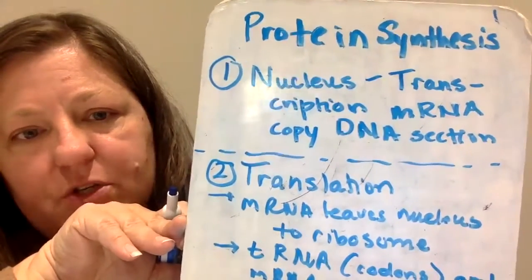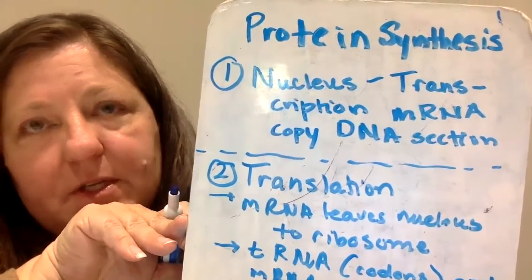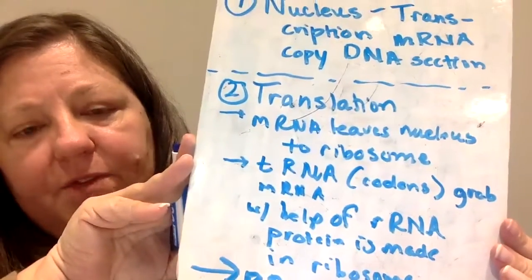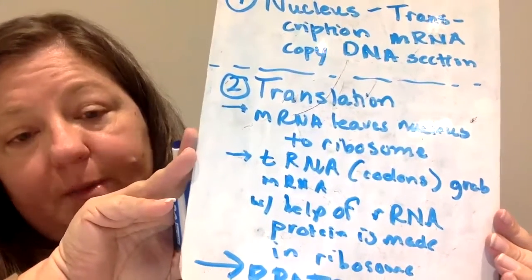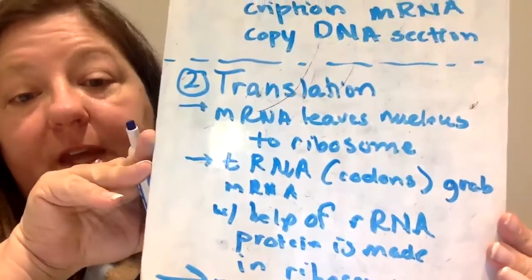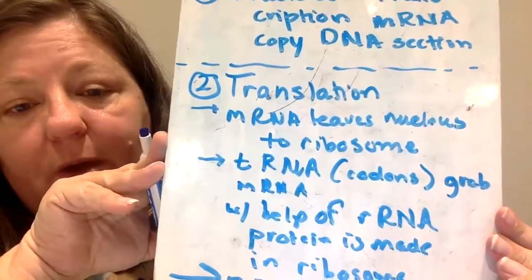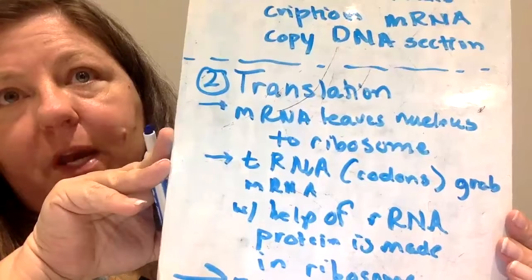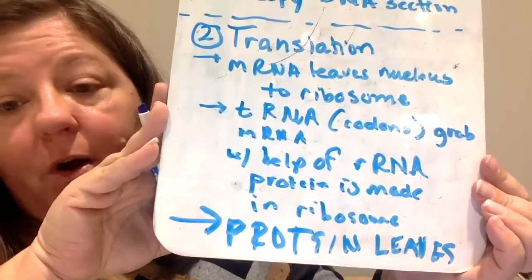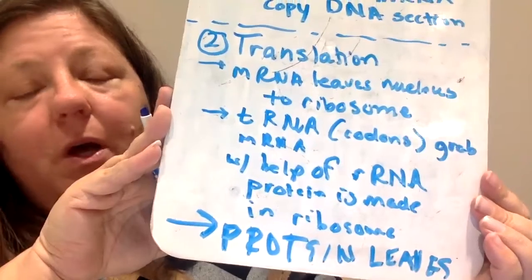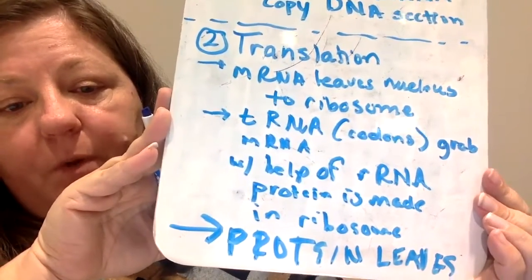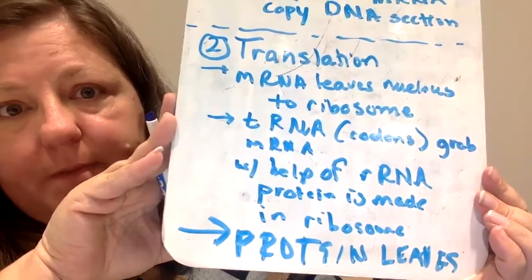We have transcription, where the mRNA copies the DNA inside the nucleus. Then we have translation, where the mRNA leaves the nucleus, goes to find a ribosome, either on the rough ER or in the cytoplasm. Then the tRNA, which is waiting outside the ribosomes, hooks up with the mRNA when it comes into the ribosome. Then, with the help of rRNA, which is the ribosomal RNA, a protein is made inside the ribosome, and once it's made, it folds and leaves.